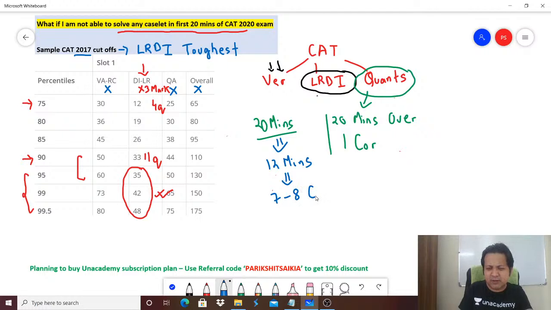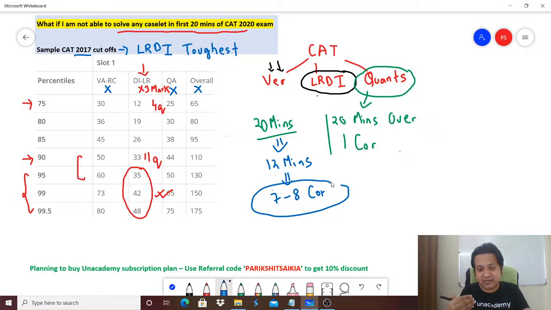And this is very much possible because many a time, the easy questions are towards the end of the paper. So it is very much easy. Do not falter if you do not do well in the Quants in the first 20 minutes. Unlike LRDI, don't worry. You can make a comeback very easily.